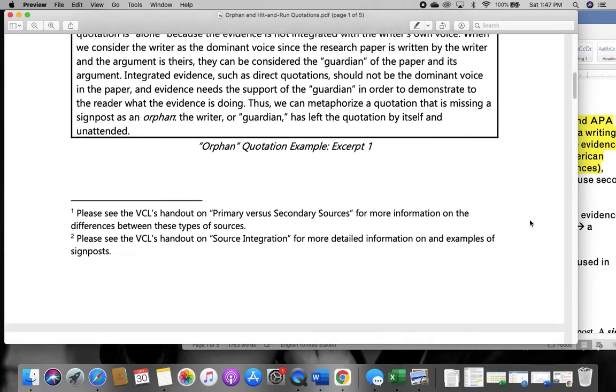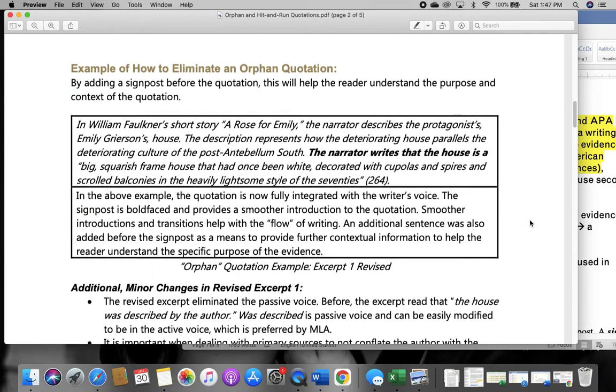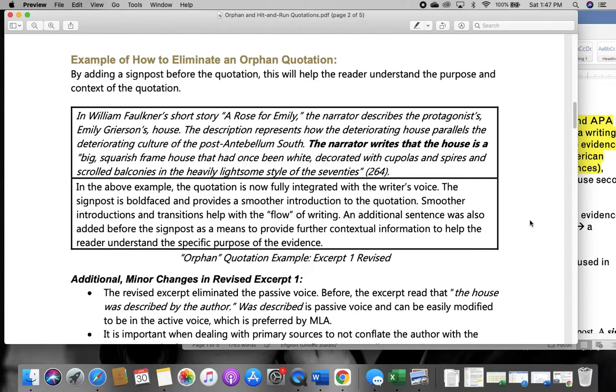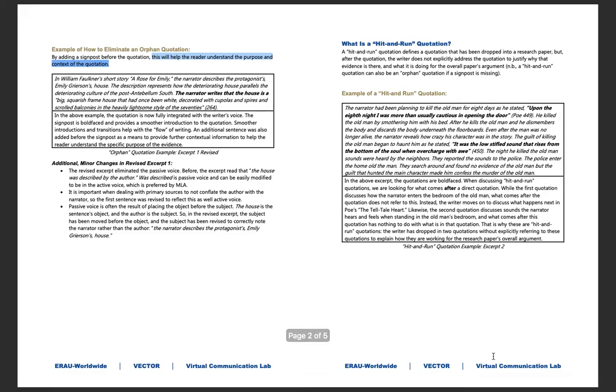So to move on, I provide an example of how to eliminate the orphan quotation by adding the signposts before the quotation. And I say this will help the reader understand the purpose and context of the quotation. Forgot this was a PDF.